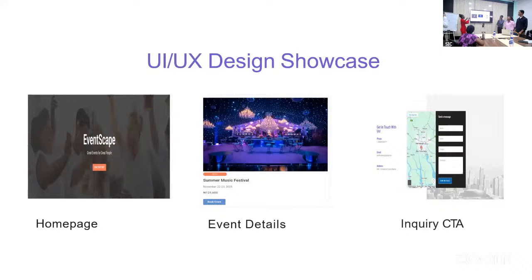This is how our design looks, our website. This is basically how it looks.